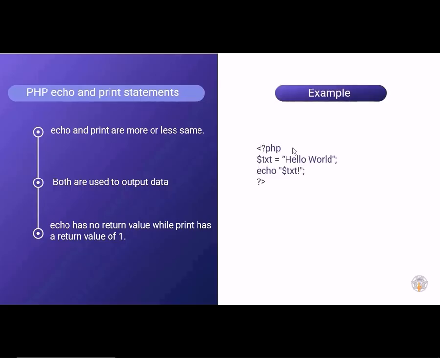Here I am using the echo statement. In the last slide we have seen this is a variable and this data we are storing in a variable. Now I have to print that variable or information. For that purpose we use the echo statement. I'll show you an example of how it actually works.